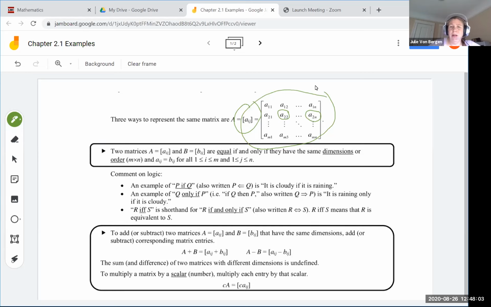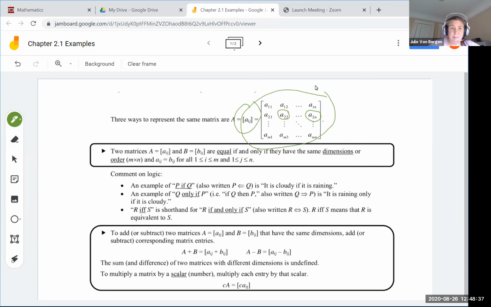All right, there's some logic introduced here. So if we say P if Q, sometimes written Q implies P, going in that kind of backwards direction, you can think about an example of that as saying it is cloudy if it is raining. And an example of Q only if P, often written if Q then P, is also written Q implies P in the forwards direction.